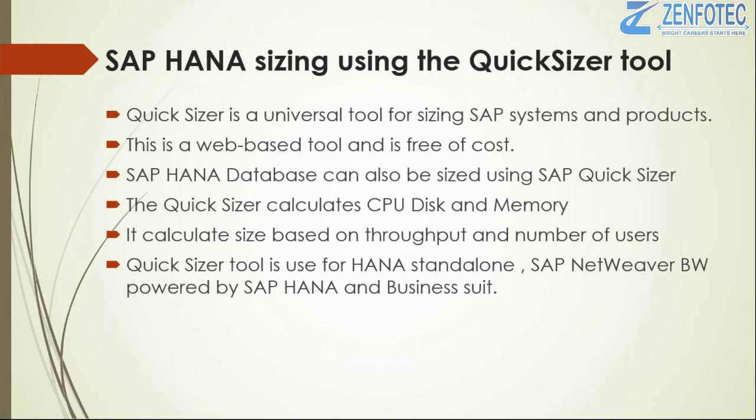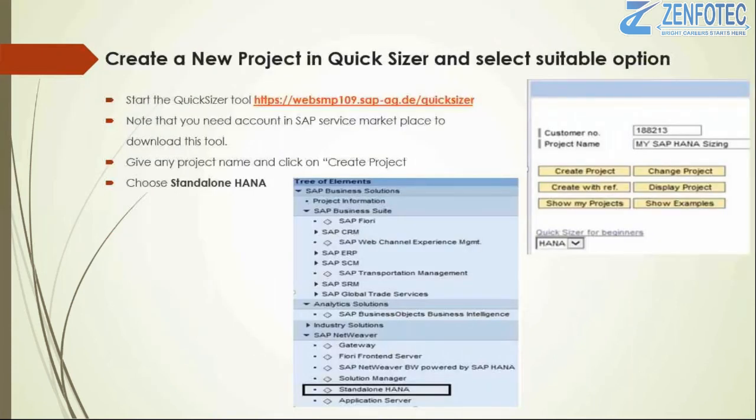You are already aware of the QuickSizer tool. Here I will give one example. If you go to QuickSizer, you will get two options: one is the classical QuickSizer, and the other is the HANA-based QuickSizer. If you are going with HANA sizing, click on the HANA QuickSizer version, create a project and all that, and then select your database. Here I have taken one example for a standalone HANA database.